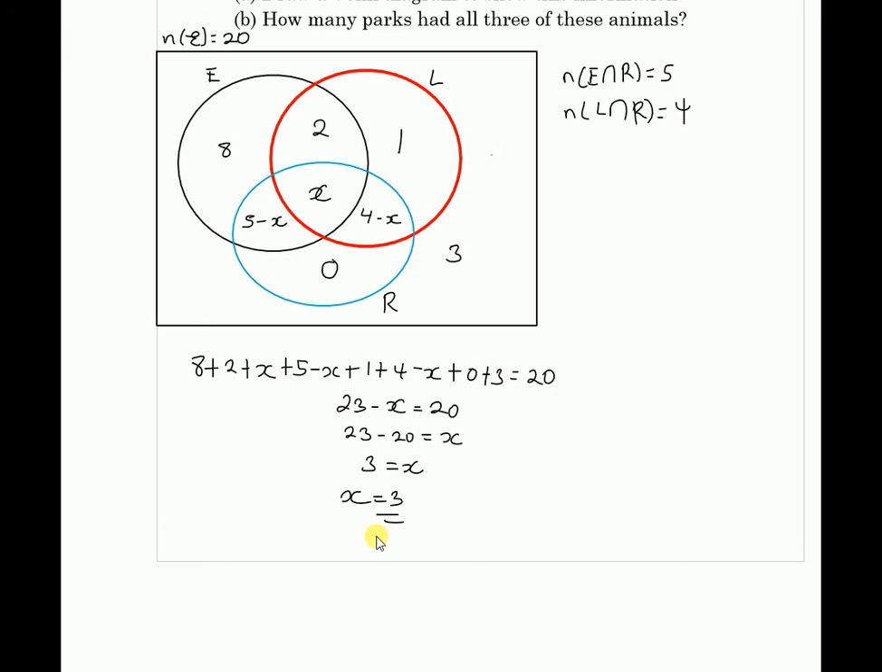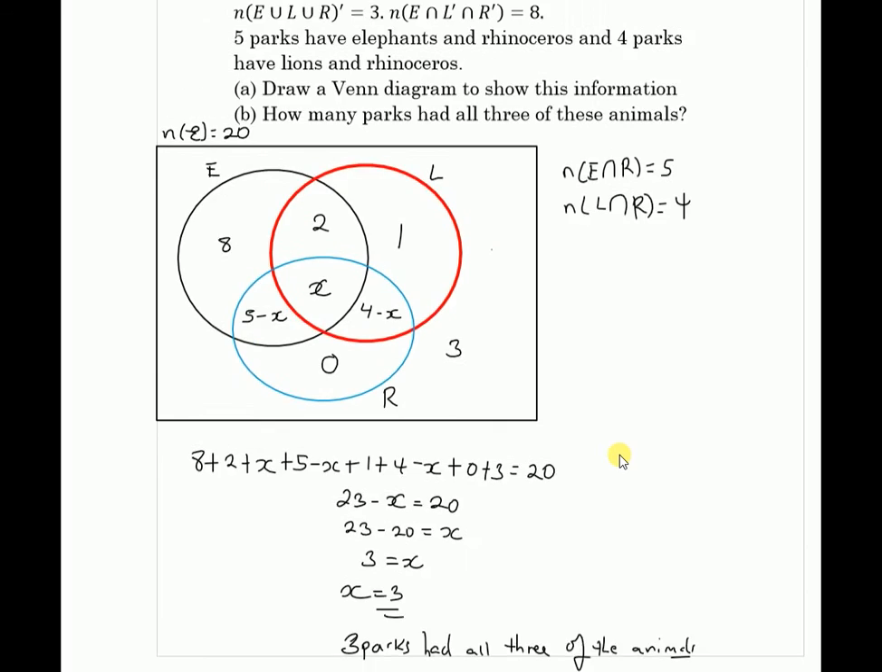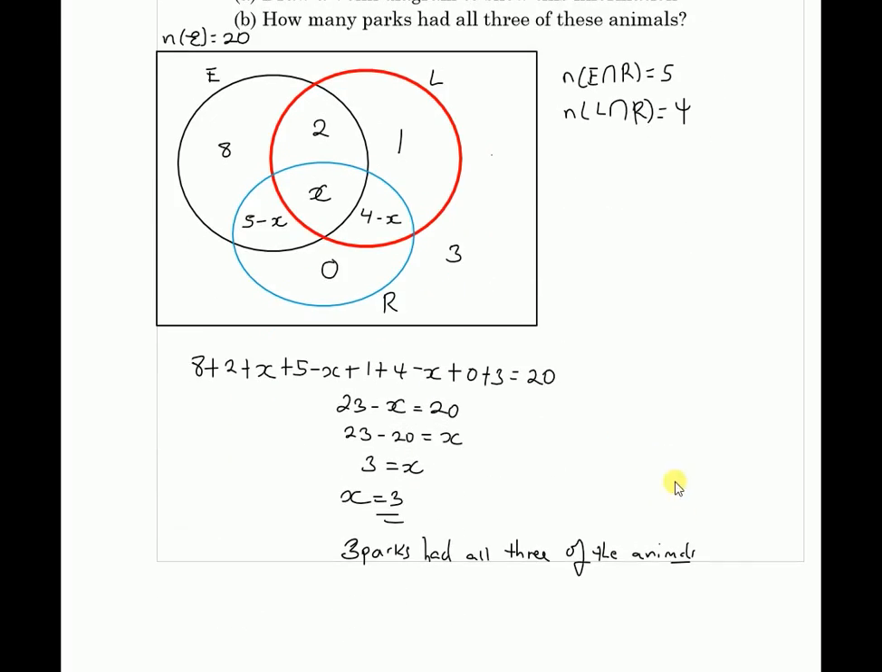How many parks had all 3 of these animals? 3 parks had all 3 of these animals. That is the analysis there. That's the solution. So we have had all those examples.